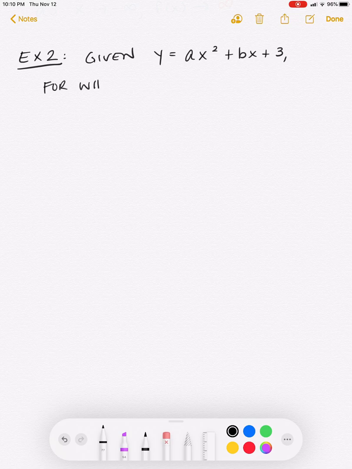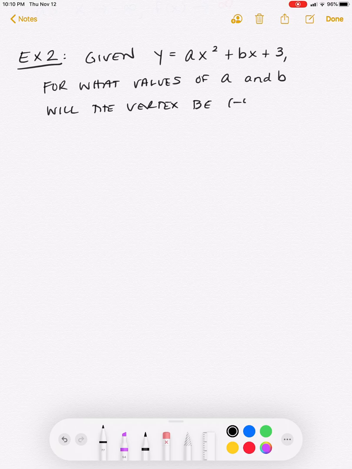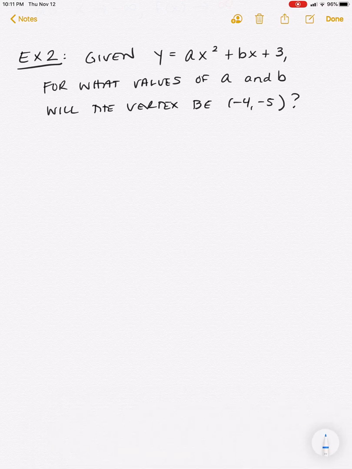For what values of a and b will the vertex be -4, -5? Okay? So we're going to use what we've talked about and go backwards and figure out what the coefficients a and b must be so that our vertex is -4, -5. Okay, so when we start something like this, go ahead and hit pause if you want to write it down. But then let's go ahead and hit play when you're ready.